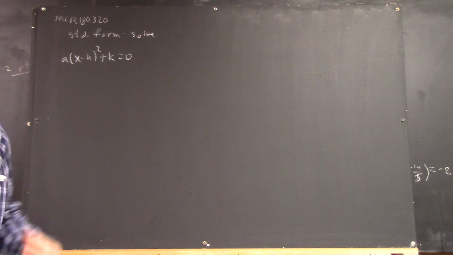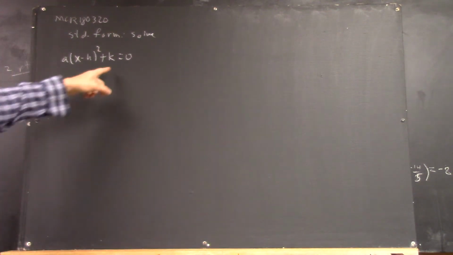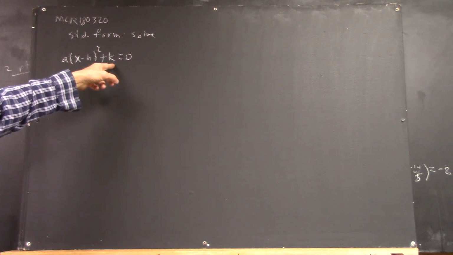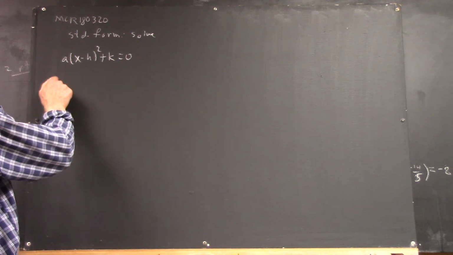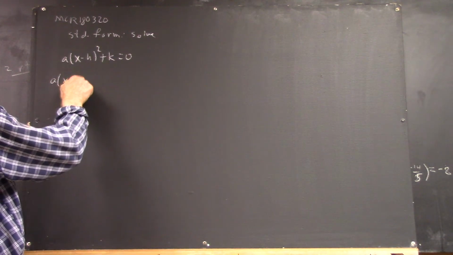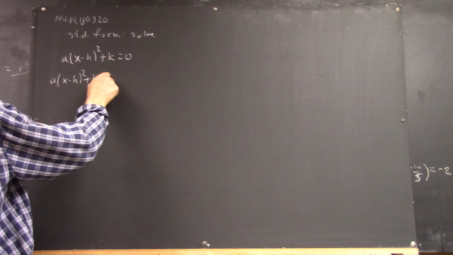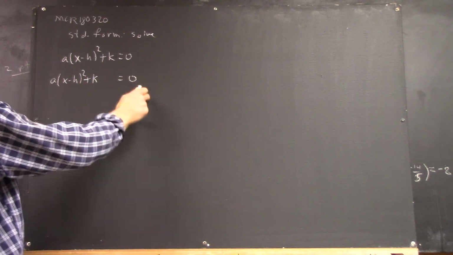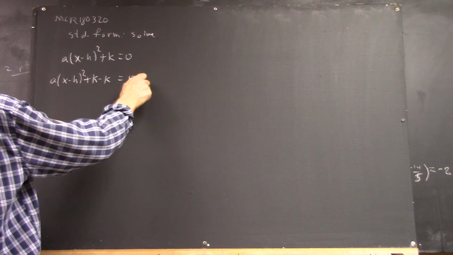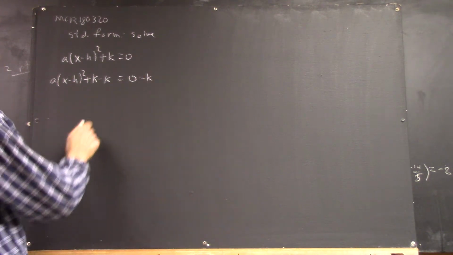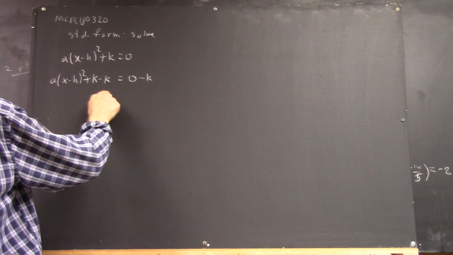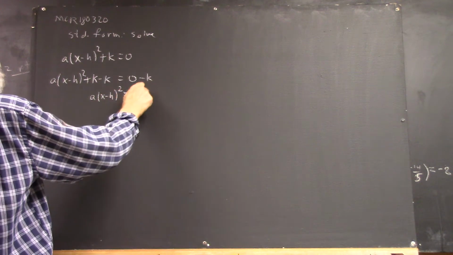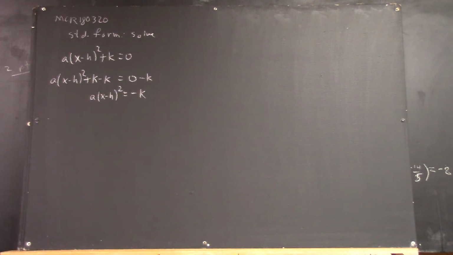So the obvious first step that you're going to make is you're going to subtract k from both sides, right? I'm going to write out every step in detail, as you should. Okay, there's our equation. We do minus k on this side and minus k on this side, giving us a times x minus h squared equals negative k. All right? Okay, then what do we do? Divide by a. Divide both sides by a.